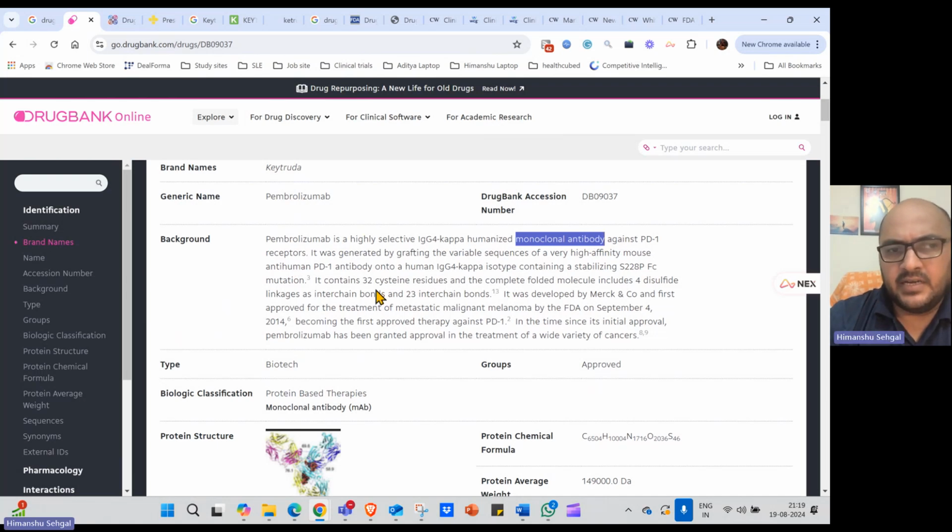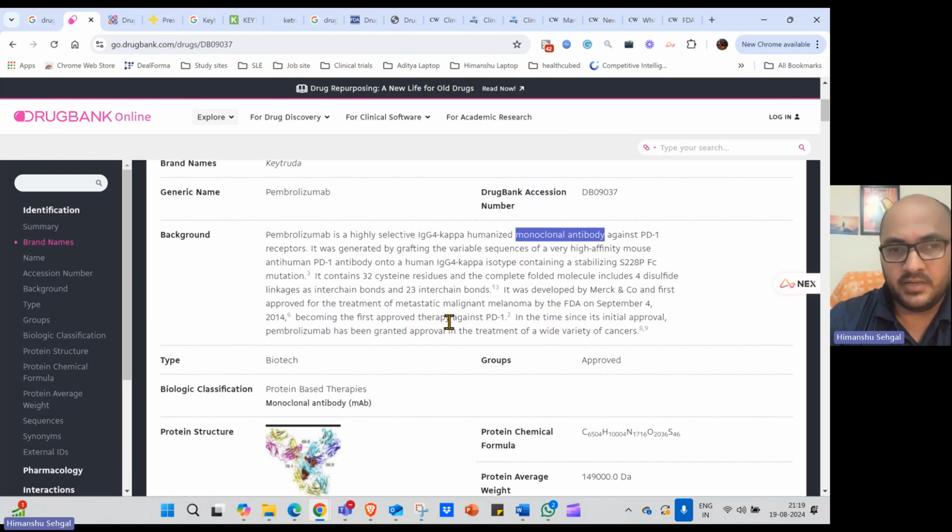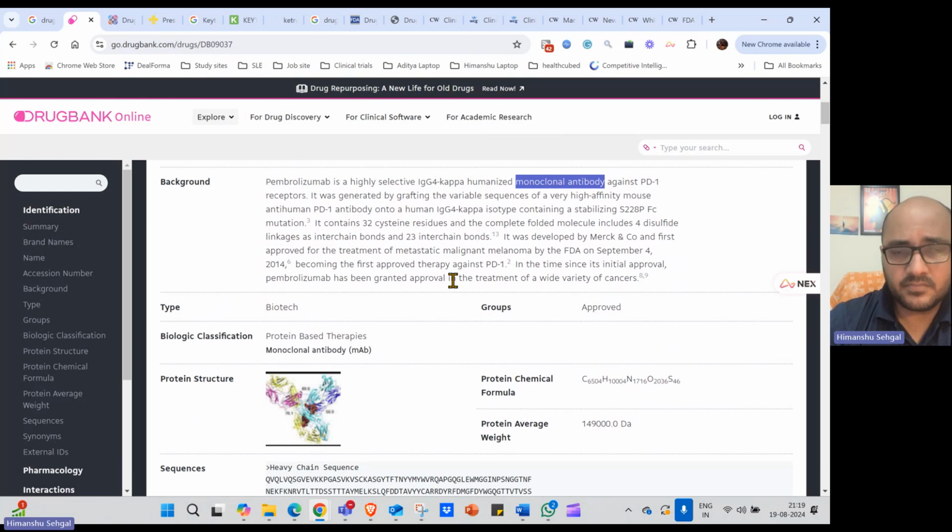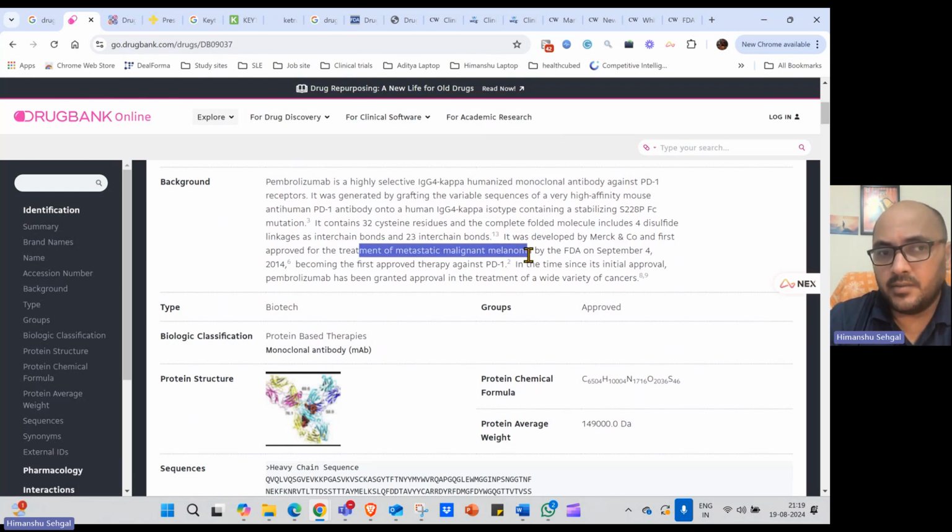It has given a detailed interaction in interchange blocks, what bonds and so on. I probably don't need that, but if someone needs the information, it's given there. A little bit of history: it was developed by Merck and Co. and first approved for metastatic malignant melanoma, sorry, not myeloma, melanoma, by the FDA on 4th September 2014.